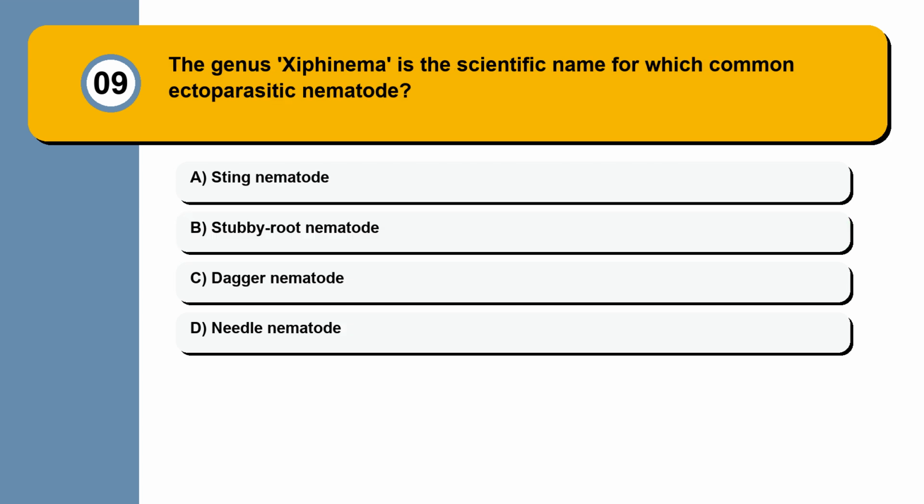Question 9. The genus Xiphinema is the scientific name for which common ectoparasitic nematode? Sting nematode, stubby root nematode, dagger nematode, needle nematode.